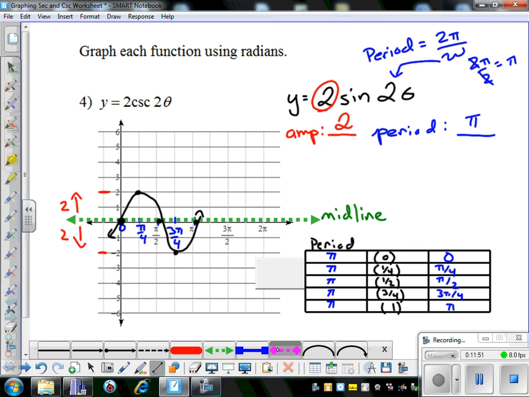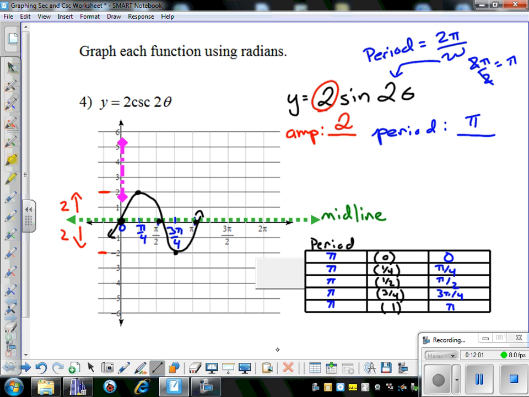That's everywhere, just like with the cosine graph that we graphed for the secant. The cosecant works the same way. Wherever those points hit that midline is going to make an asymptote. That's not going to change. Now we take our max and min points and we make our parabolas.